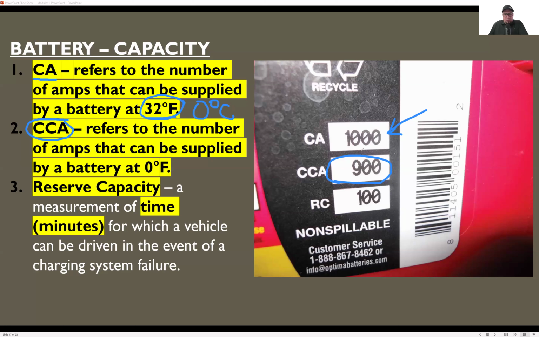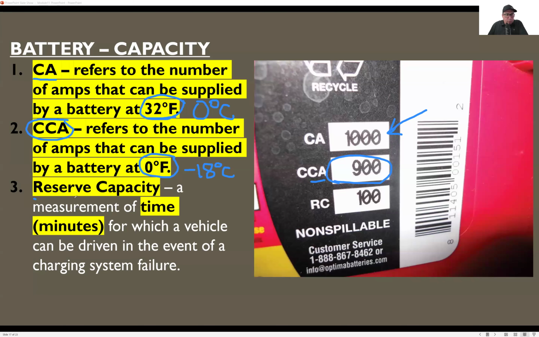Most cars are around 600, 700, 800 for the CA, somewhere in that range. Now, if we go to the CCA, which is cold cranking amps, that is measured at 0 degrees Fahrenheit. So in this battery we'll get 900 cranking amps at 0 degrees Fahrenheit, which is negative 18 degrees Celsius. So it's really cold. It is below freezing. If this battery is rated at that, you'll get 900 cranking amps at negative 18 degrees Celsius or 0 degrees Fahrenheit.